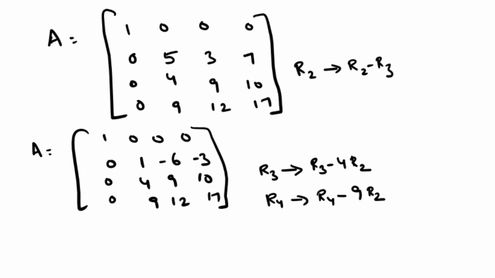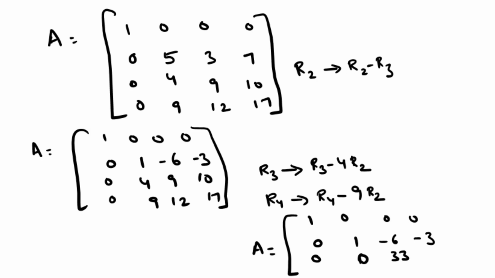Then matrix A will become A is equal to 1, 0, 0, 0. Second row will be as it is, 0, 1, minus 6, minus 3. Third row will be 0, 0, 33, 22. And the last row is 0, 0, 66 and 44.